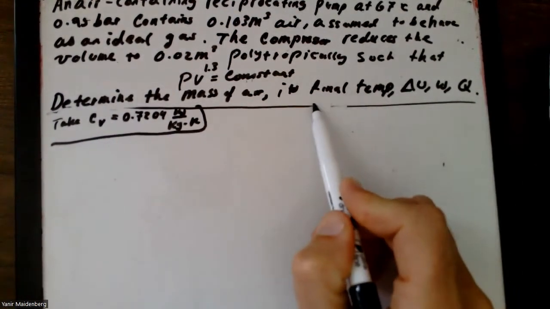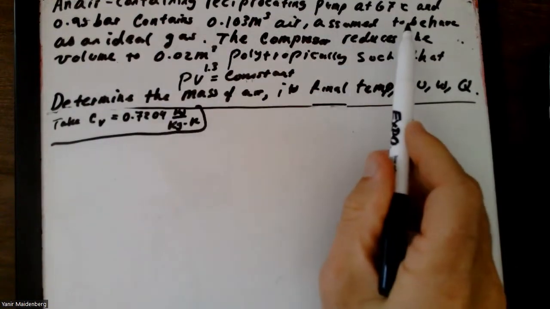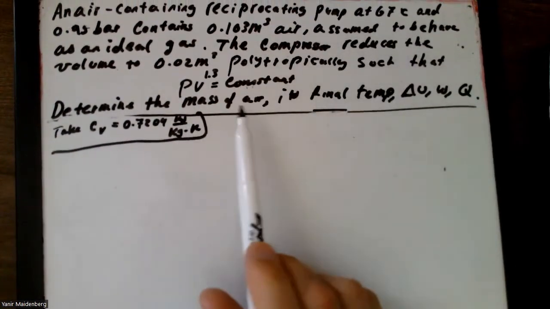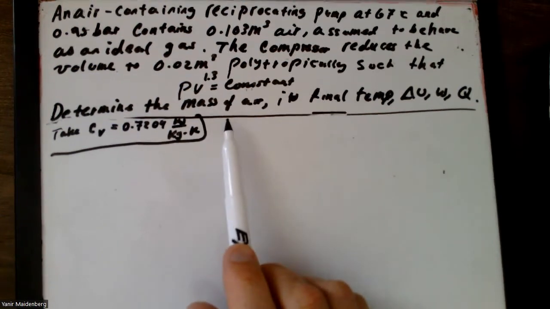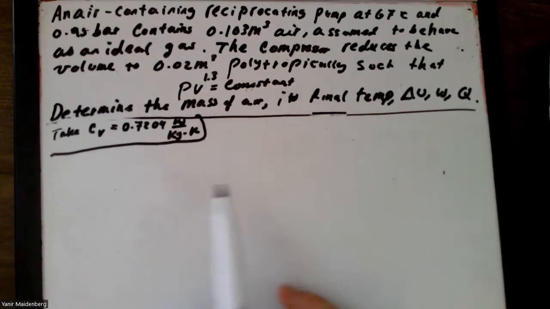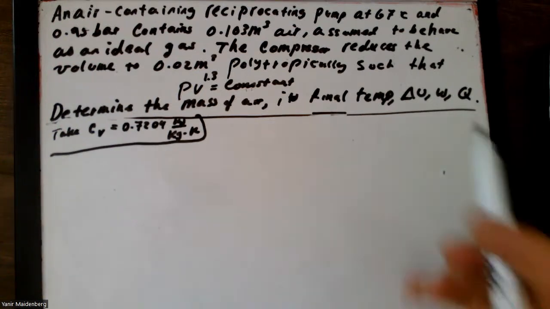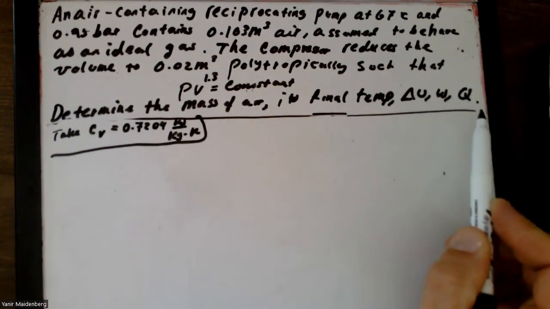So again, let's review that. We were given basically most things for state 1. We're given some things for state 2. We're being asked to find the mass of the air that's involved because that's not given to us. And we're asked for the final temperature, which we do not have. We also don't have the final pressure, and we're going to get that as well. The change in internal energy, the work, the heat.